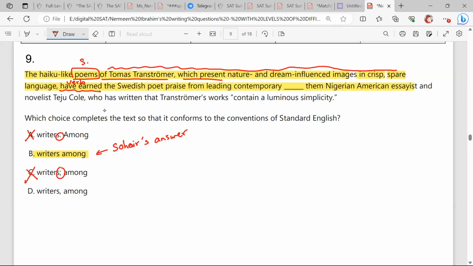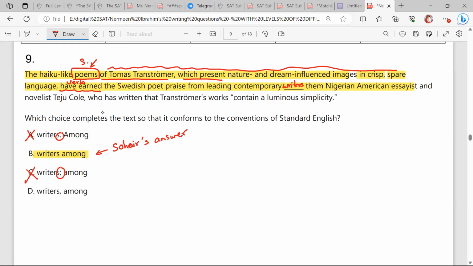This is a prepositional phrase. I don't care, because you will never find a subject in a prepositional phrase. Usually the subject comes before the prepositional phrase. Poems have earned the Swedish poet praise from leading contemporary writers. I'm going to write here writers. So these poems have earned the Swedish poet praise from leading contemporary writers. Don't you think that this can be complete? It can be. Among is a preposition. Usually we don't use any punctuation marks before prepositions.